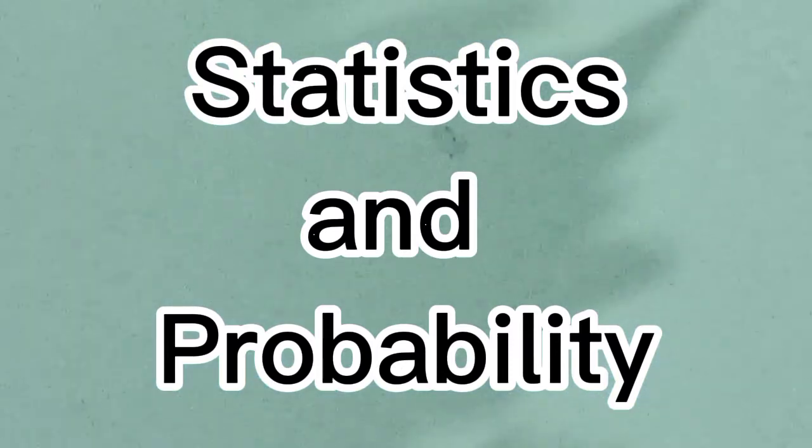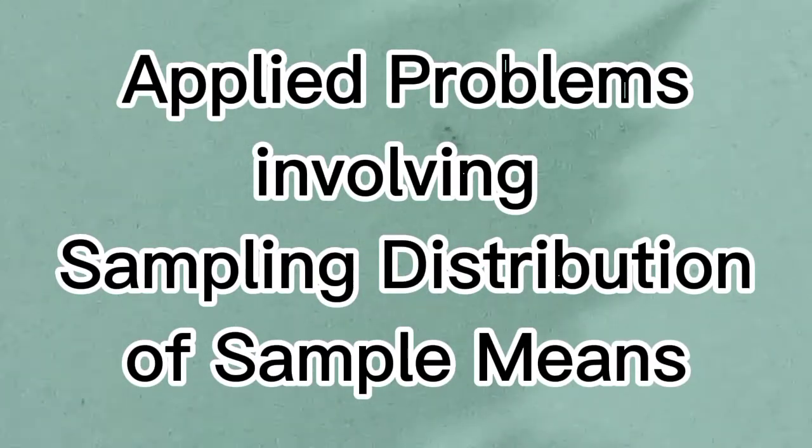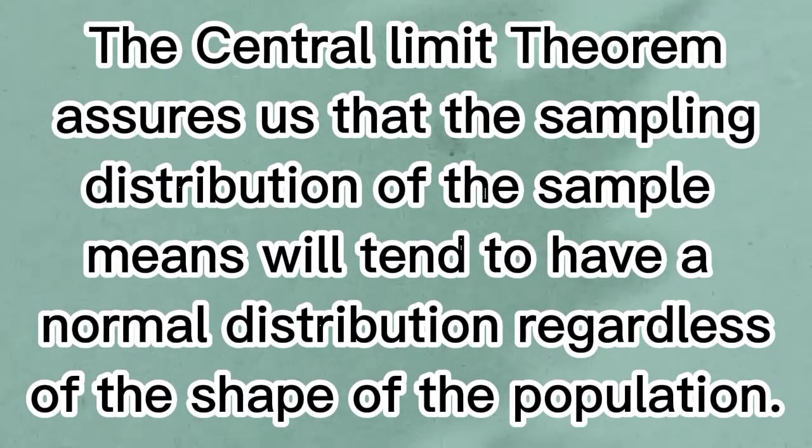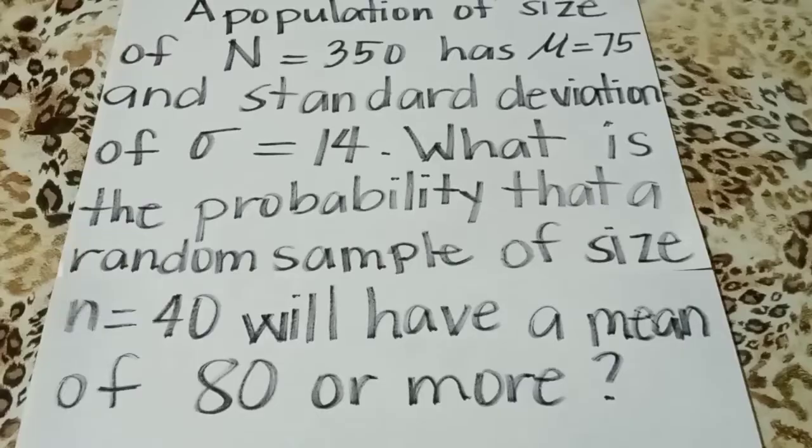So for now, we're going to discuss applied problems involving sampling distribution of sample means. The central limit theorem assumes that the sampling distribution of the sample means will tend to have a normal distribution regardless of the shape of the population. Let us have some examples.